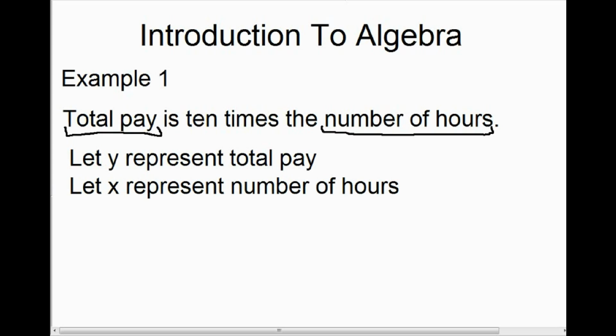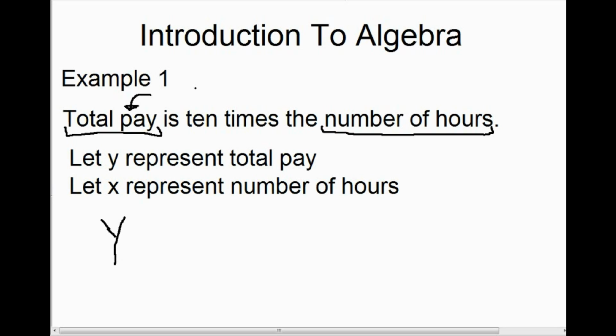So our let statement for number of hours, and again, I've just randomly selected this letter. I've chosen x to represent the number of hours, and it has to be a different letter from the total pay. Well, now that we have variables to represent these pieces of information that change in this situation, I can now go about translating this math sentence. So if we start with total pay, if I want to write that in a math sentence, I can only use symbols and operations. So we've said let y represent total pay. So instead of total pay in a math sentence, we're going to write y.